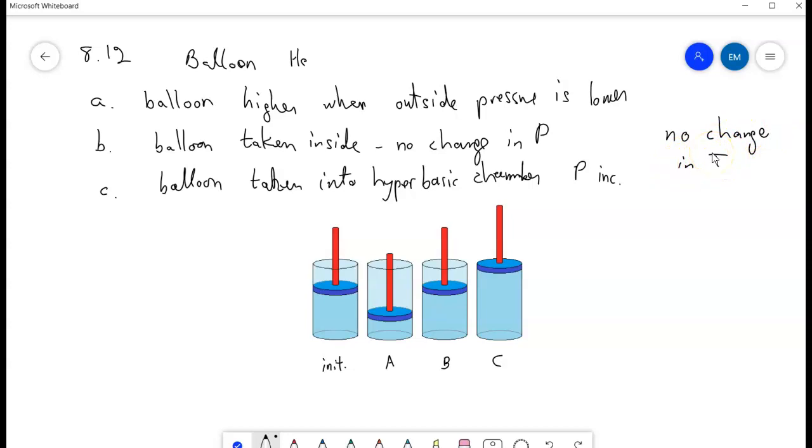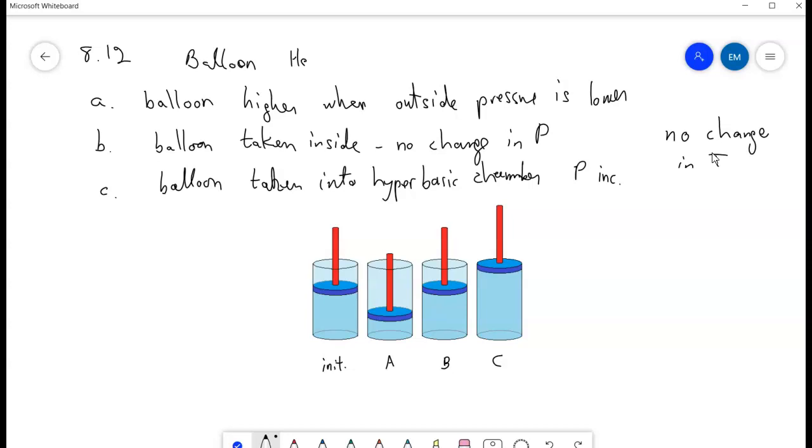Okay, so this is Boyle's law. Yeah, this is classic Boyle's law: P1 V1 equals P2 V2. Okay, so which of these, capital A, capital B, and capital C, correlates with the small a, b, and c? The balloon is higher when outside pressure is lower. Outside pressure is lower.